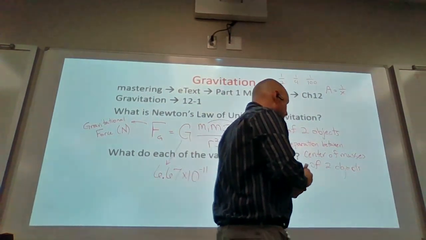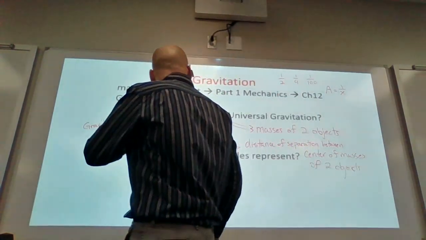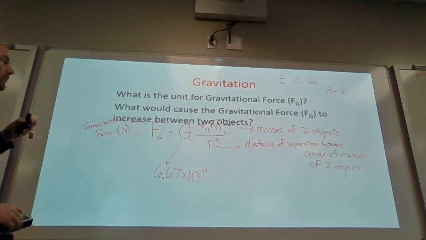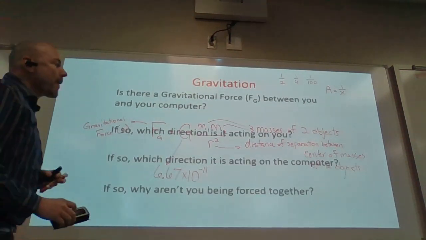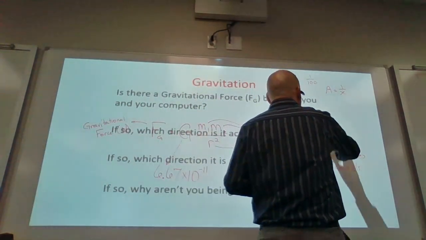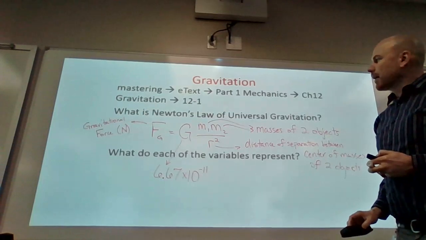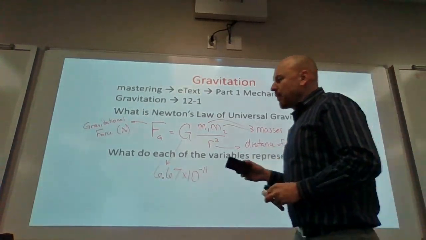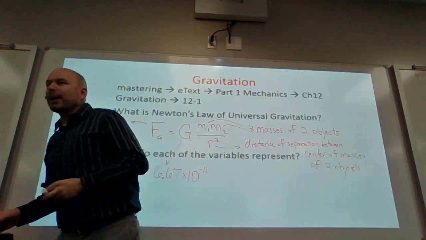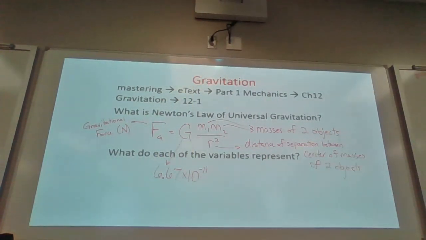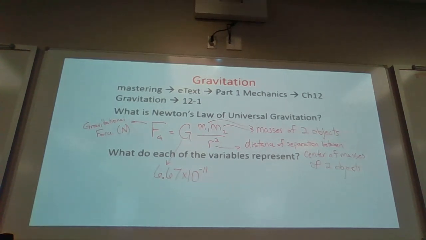Okay. All right. Just talked about that. All right. So what this law says is this. Any two objects that have mass, there is a gravitational force of attraction between them.